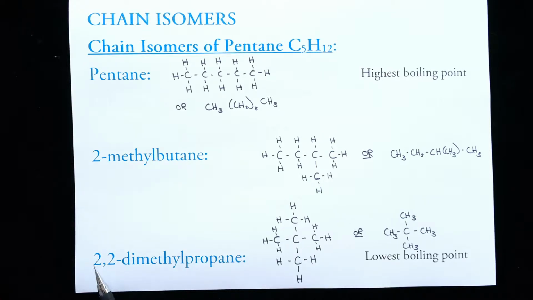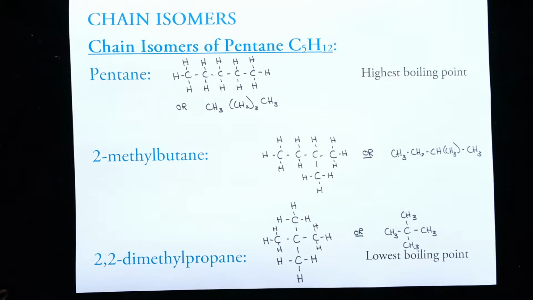Should you leave out the 2,2 and just call it dimethyl propane, the name would also be correct because they can only be on the second carbon. Now I would like to compare these 3 with regards to their boiling points.